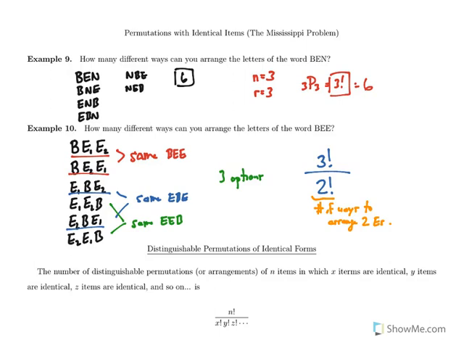In general, the number of distinguishable permutations or arrangements of n items in which x items are identical, y items are identical, z items are identical, and so on, is n factorial over x factorial, y factorial, z factorial, and then more if we have them. And this is where we get to calling this the Mississippi problem, because Mississippi is a word with a bunch of identical letters. So how many different ways can you arrange the letters of the word Mississippi?